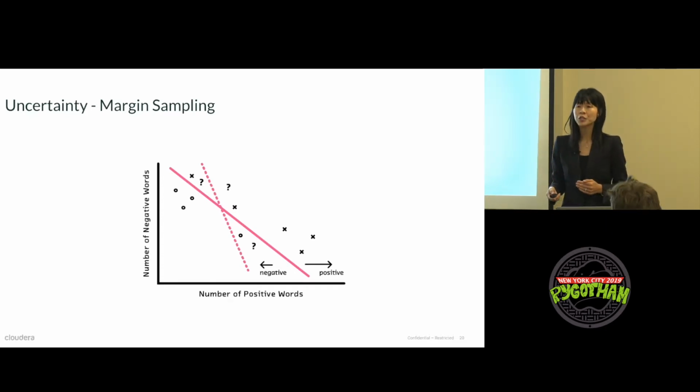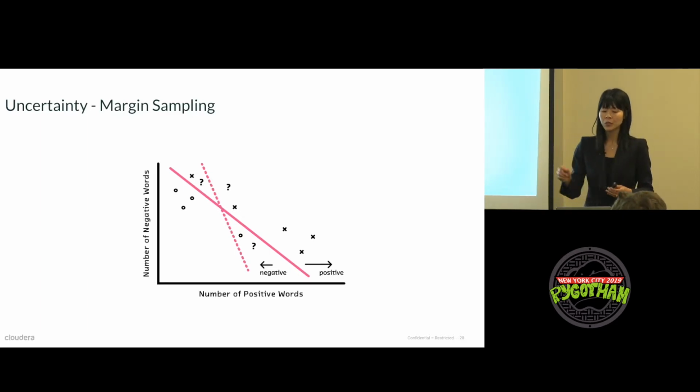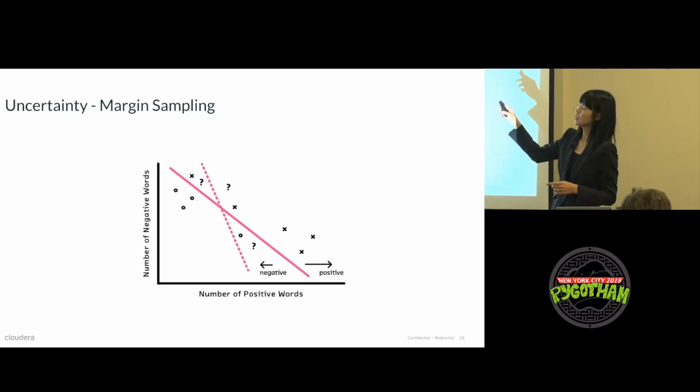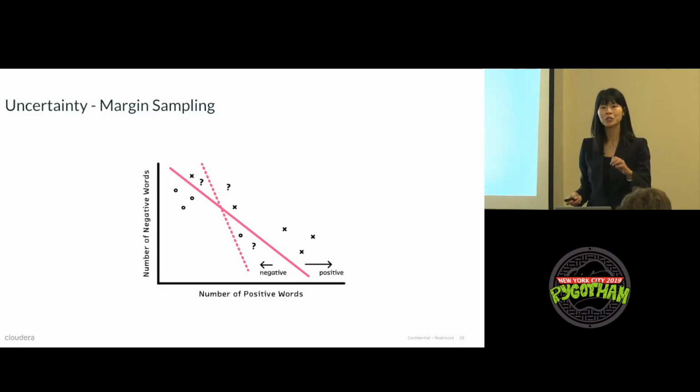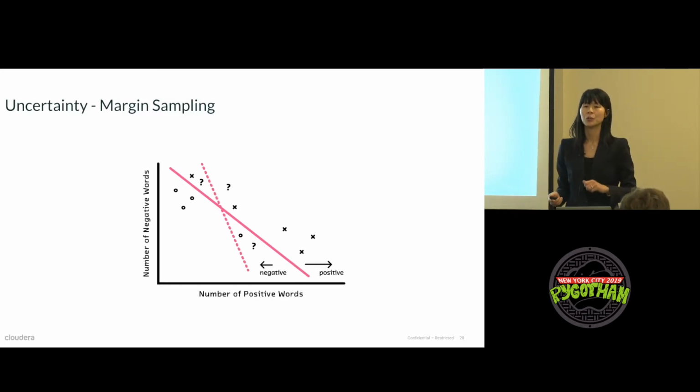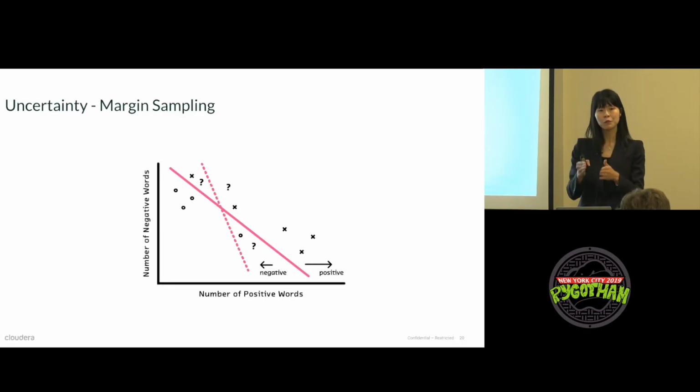So when we use margin sampling as a strategy to select data points in active learning, what we do is look through each of the unlabeled data points, use the model to compute the distance between the data point and the decision boundary, and then we just pick the one that's closest to the boundary to request labels for. Knowing the labels for those data points will help the model become better.